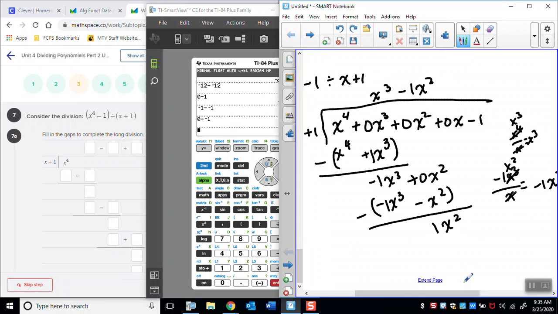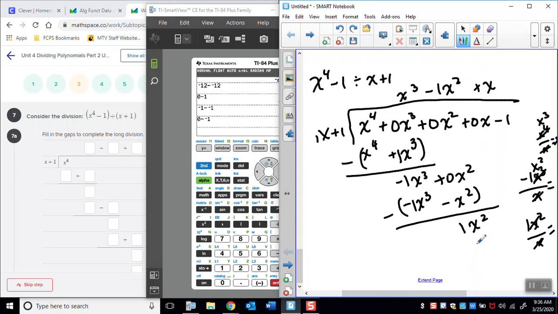Okay, we're going to divide this out again. So 1x squared divided by x is equal to, take out an x, take out x, you have 1x left. That's what goes up here. And then you want to multiply it back out. x times x is x squared. Oh, don't forget to bring down the 0x. x times x is x squared. x times 1 is 1x. Subtract it out.